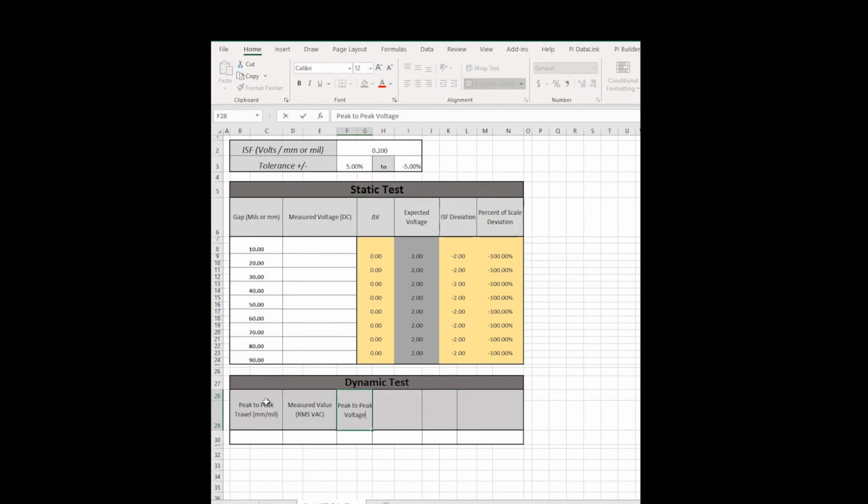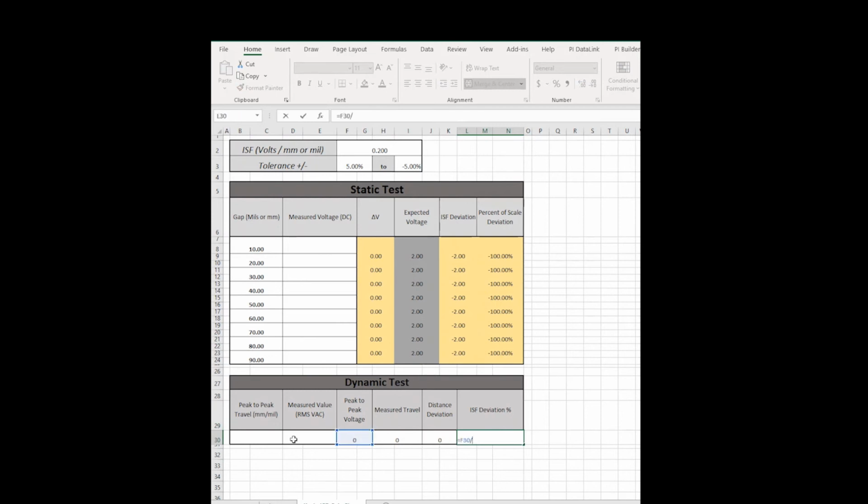So we're done with the static portion of the form, and we're now ready to begin doing the dynamic test portion. For the first formula, we will need to convert the measured voltage to peak-to-peak voltage. This is done by doubling the RMS value, and then multiplying that by the square root of 2. Next, we need to convert the peak-to-peak voltage to measured travel by dividing the peak-to-peak voltage by the ISF specification rate. Next, calculate the deviation by subtracting the calculated measurement by the actual peak-to-peak vibration set up on the simulation machine. The next step is to convert the error to a percentage.